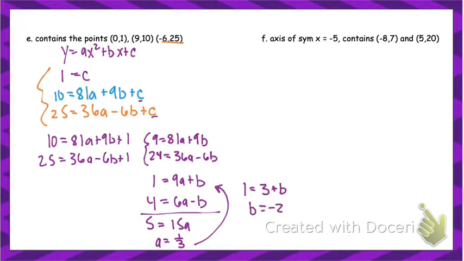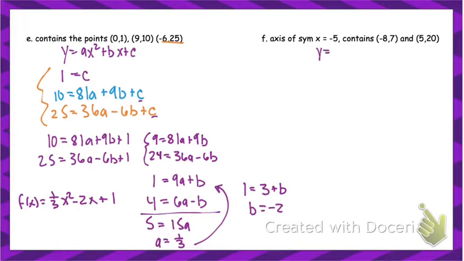So now I know a, b, and c, so I can write my final equation, which would be 1/3 x squared minus 2x plus 1. And the next one on here, that is also a systems question. It's just going to be a 2-variable system instead.